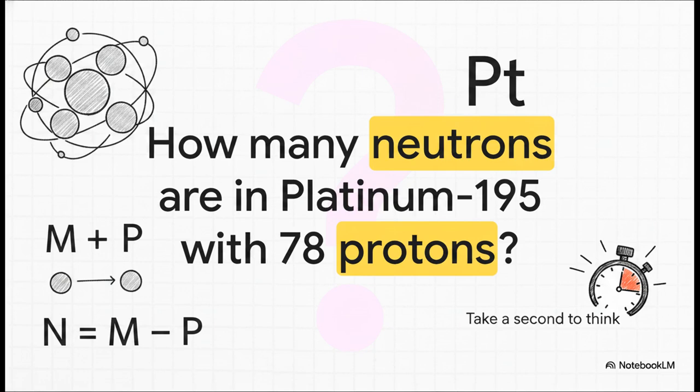Let's pause and actually put this to the test. If we know the mass number is just protons plus neutrons, let's apply it. Say an ion of platinum has a mass number of 195 and contains 78 protons. How many neutrons are in there? Take a quick second and do the math.